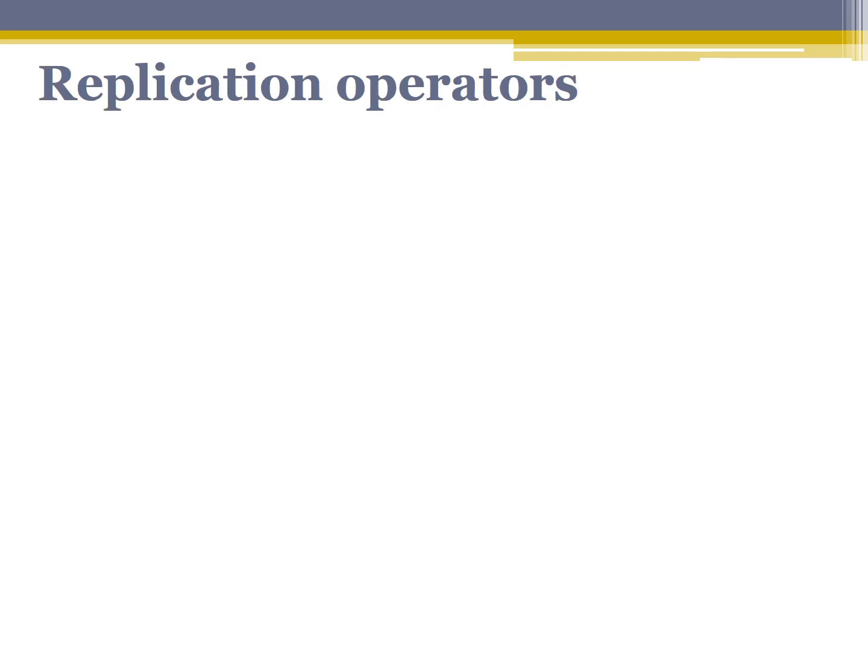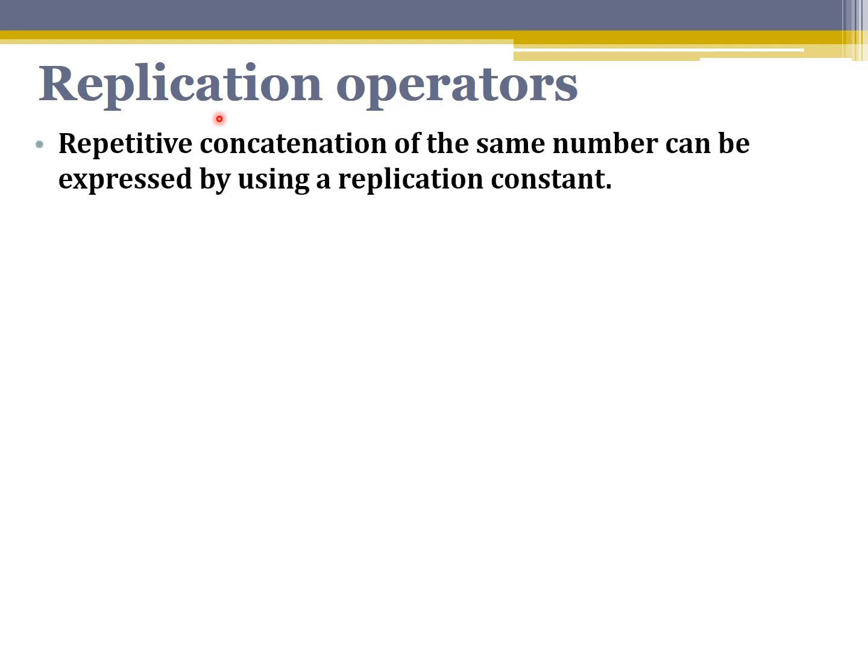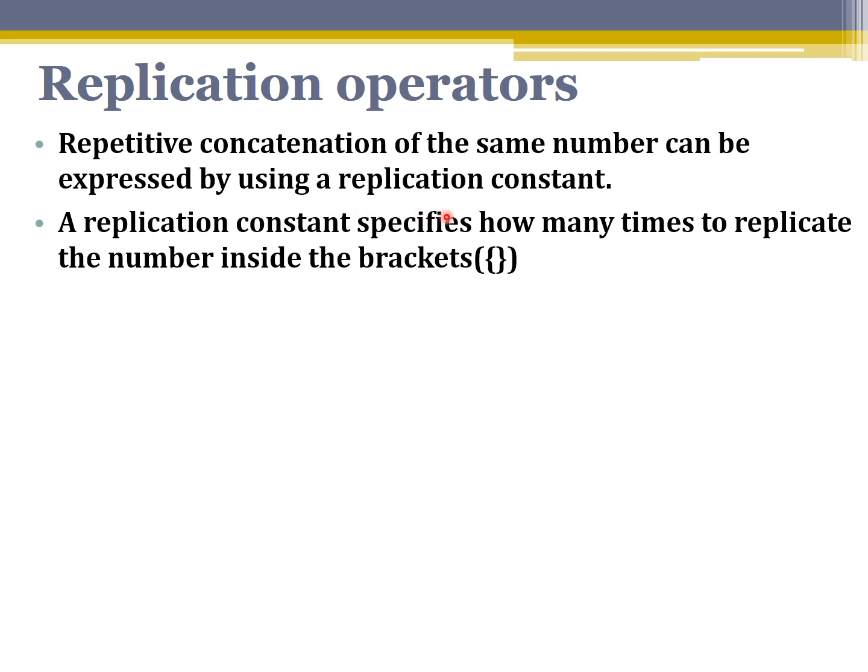We have replication operators in Verilog also. Replication operators basically mean to replicate. These are repetitive concatenation of the same number. It is used with a replication constant. The replication constant specifies how many times we have to replicate the number inside the bracket.